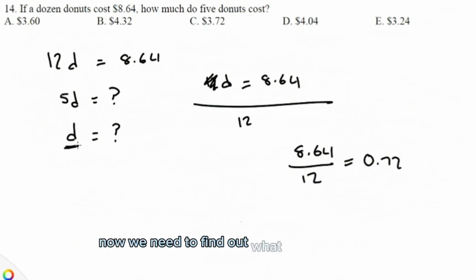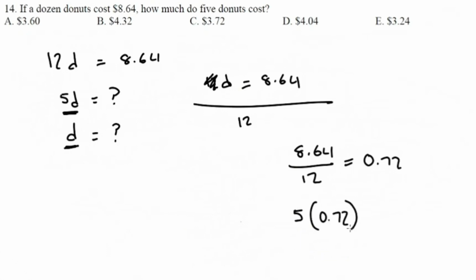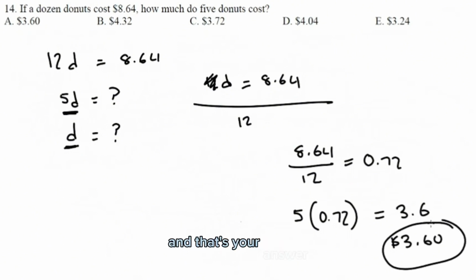Now we need to find out what our 5D value is. To do that, we can just do 5 times 0.72. 5 times 0.72 is equal to 3.6, or in money terms, $3.60, and that's your answer.